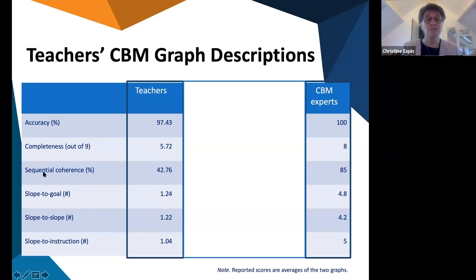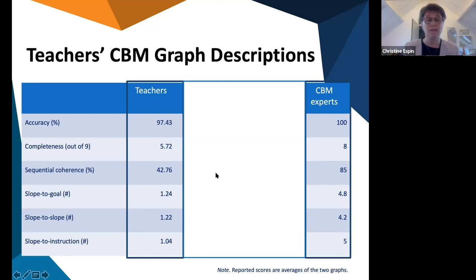However, the teachers only talked about 6 of 9 components. Across the 2 graphs, there were 9, and the experts talked about 8 of 9 components. The coherence with which teachers talked about, so the extent that they talked about those components in a logical order, was about 43%. So 43% of what they said was in a logical sequence or order, compared to 85% for the experts.